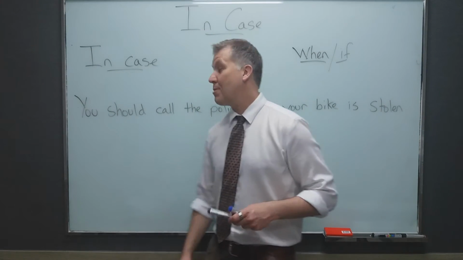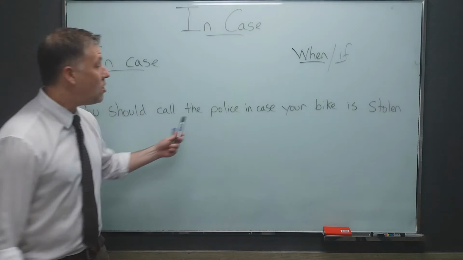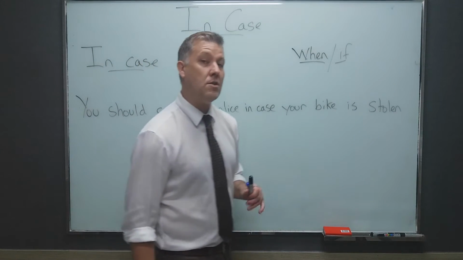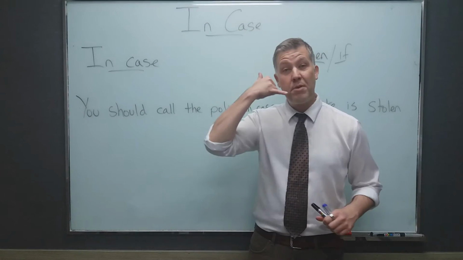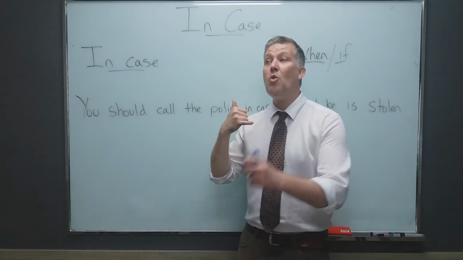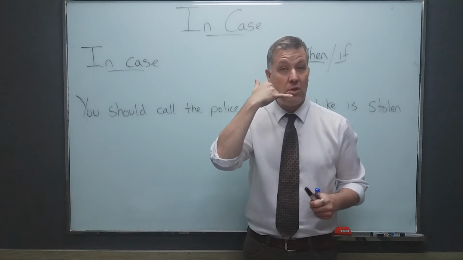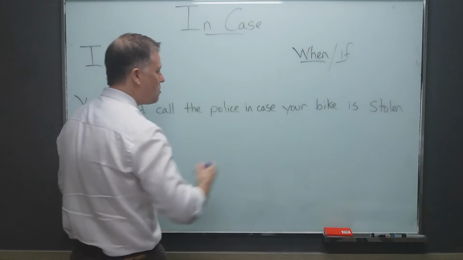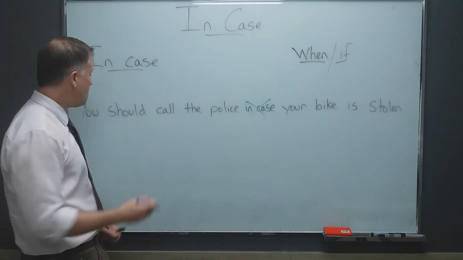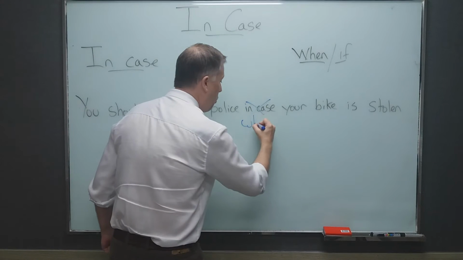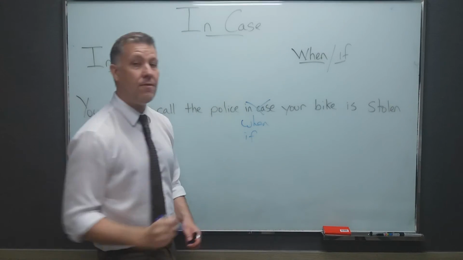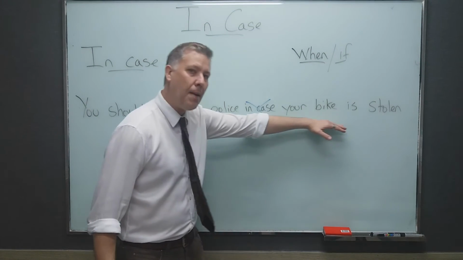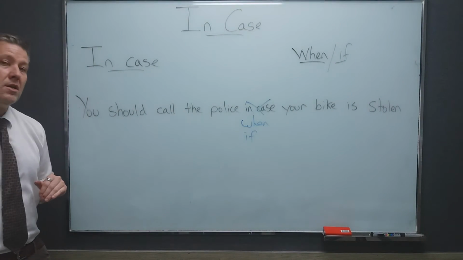Let's look at another example. This sentence says, you should call the police in case your bike is stolen. Again, this is very strange. This is saying that I should call the police now because it's only possible that my bike will be stolen in the future. You would never do this. So again, you cannot use in case here. But what you can say is, you should call the police when or even if your bike is stolen. That means only when or if this happens should you call the police.